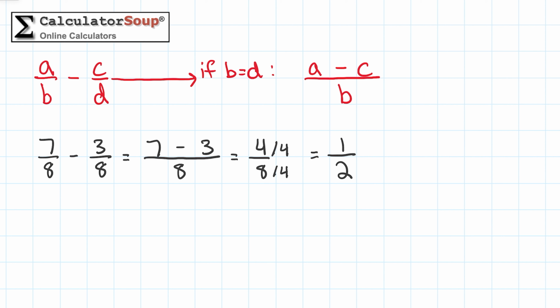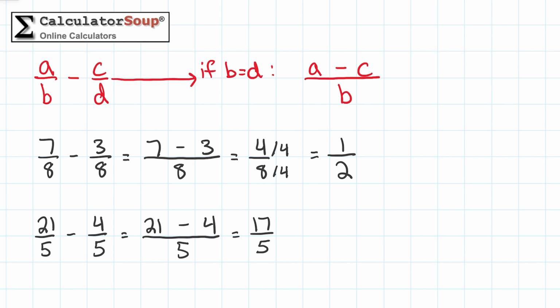Next, let's subtract the fractions 21/5 minus 4/5. Again, subtract the top numbers and put the result over the common denominator. 21 minus 4 is 17, and that goes above the like denominator of 5 to get 17/5.